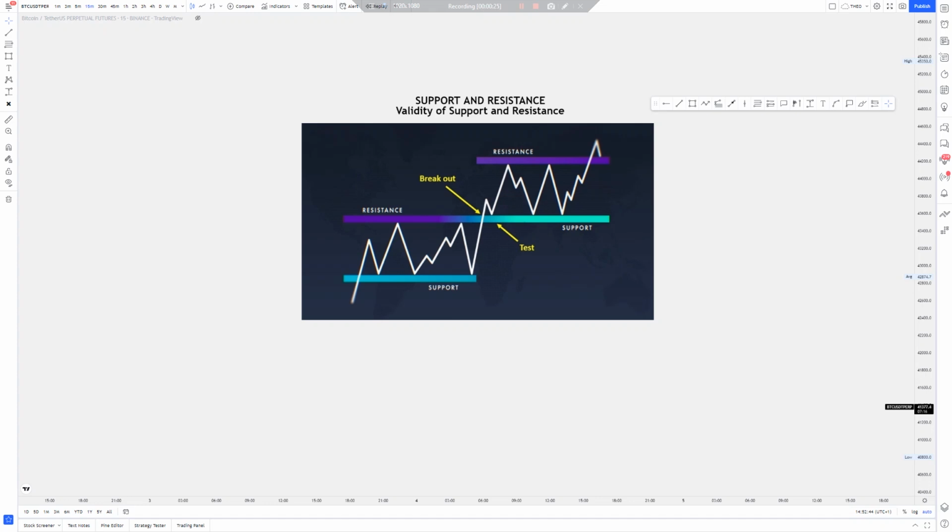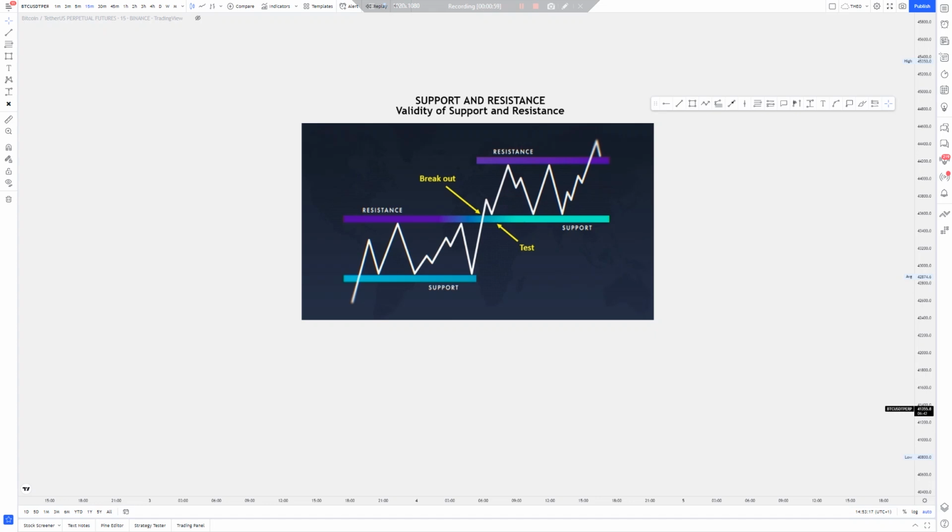Now, the truth is, there is no definite answer to knowing how valid an S and R is. But some argue that an S and R level is valid once price rejects from it and prints 2 or 3 candles in the rejection direction, while some argue that its validity depends on how many times price has tested such a level before it's held. And lastly, some would argue that it depends on how violently price reacts away when it tests the level.